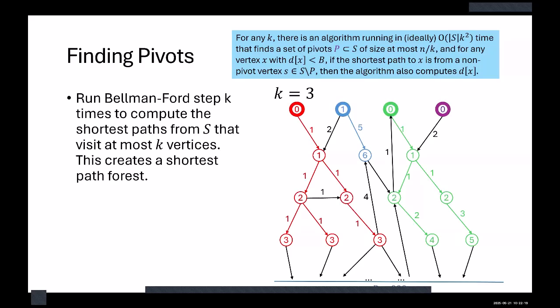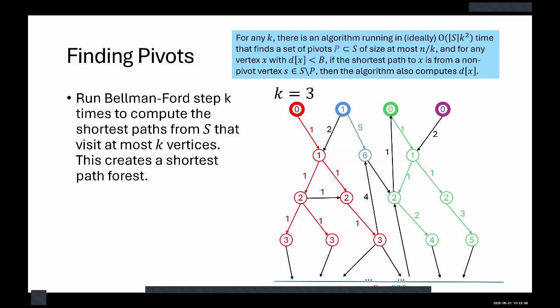So that's basically the high level idea. So now I'll talk about how this is done. This is actually pretty simple. You just run the Bellman-Ford step k times to compute the shortest path from the source set S, where each path has at most k vertices, and at the same time creating a shortest path forest.